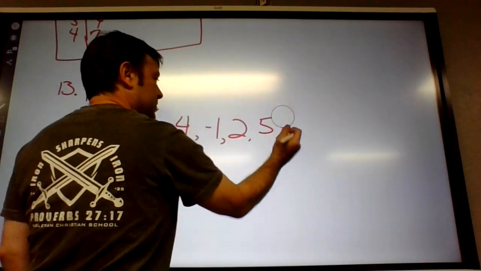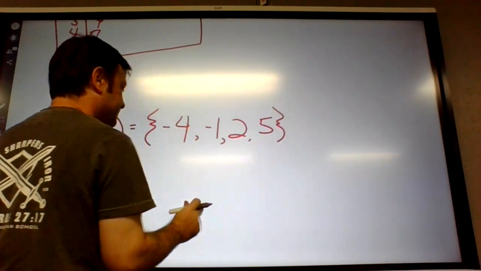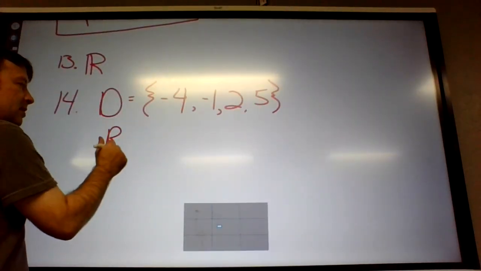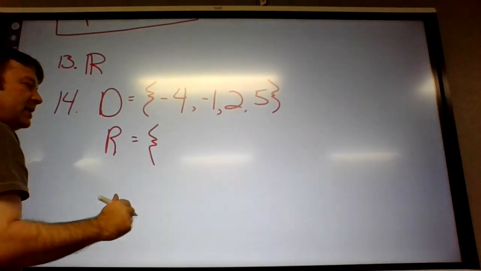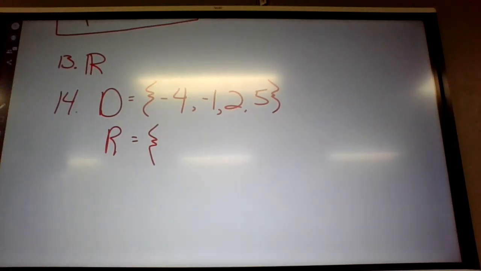Whoops, I put a parenthesis. Okay, and then when we switch to range, we're doing y values. So now we have to think about up and down, up and down. So let's start with the lowest y value, which is at the bottom.